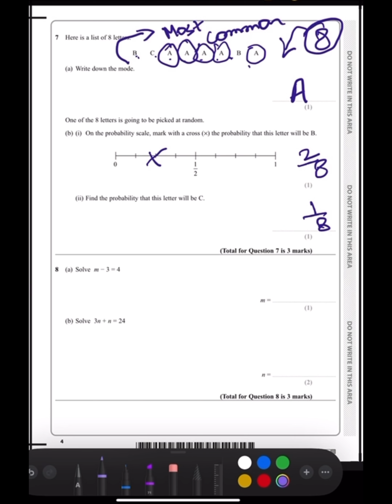Now they're asking the probability that this will be a C. We know that C has only been repeated once out of the 8 times. So we simply write 1 over 8. Okay, so I hope this is clear.